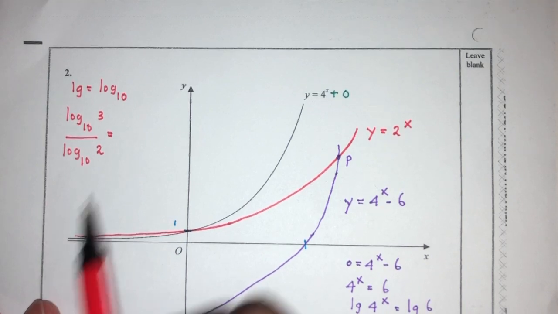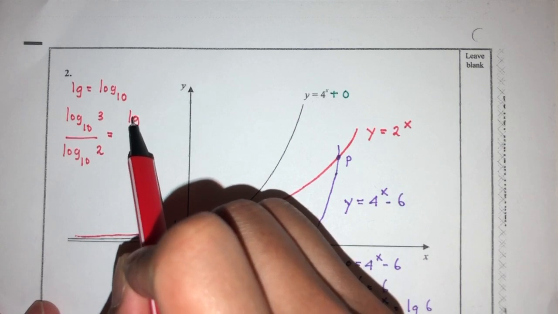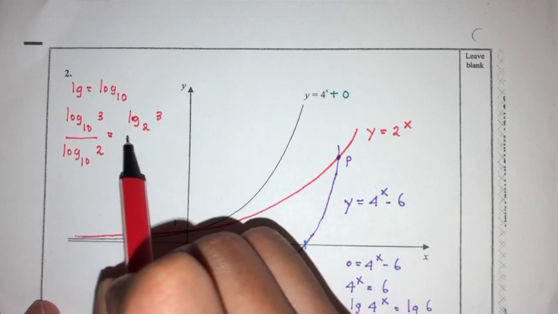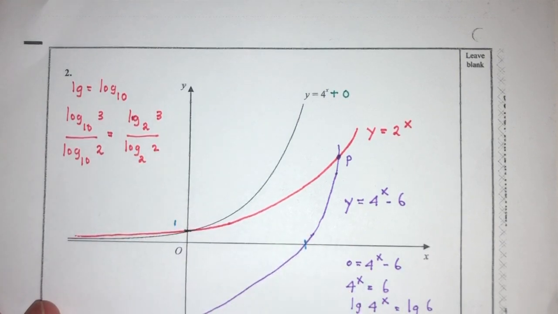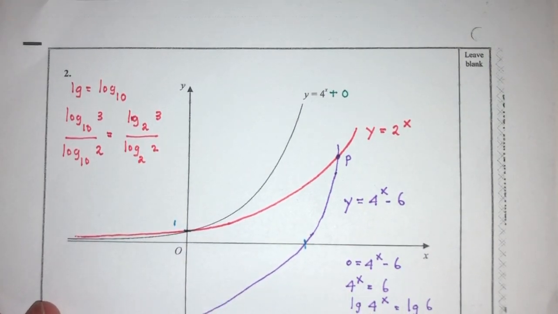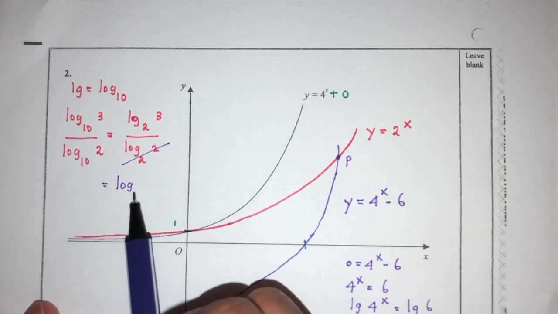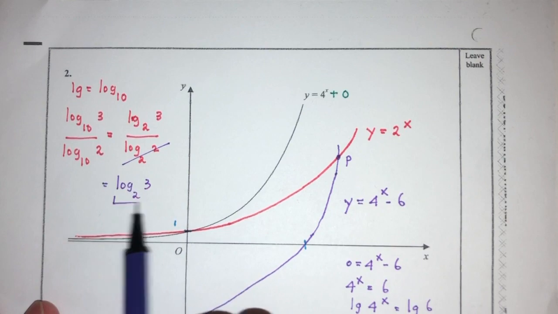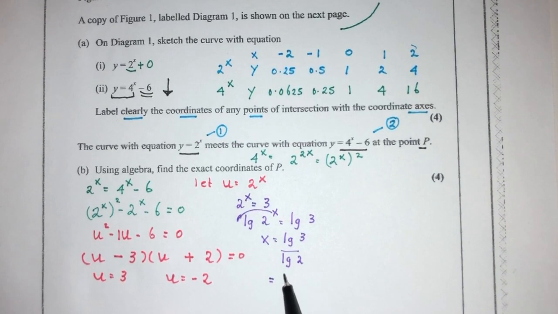Why not? That will be log to the base of 2 of 3, over log to the base of 2 of 2. In a way, you just cancel out the log to the base of 10. So this will cancel out. So eventually your answer will be log to the base of 2 of 3. So this and this are the same thing. You can also verify using your calculator. That will be the same thing. That will be log base 2 of 3. That will be your x value for the point.